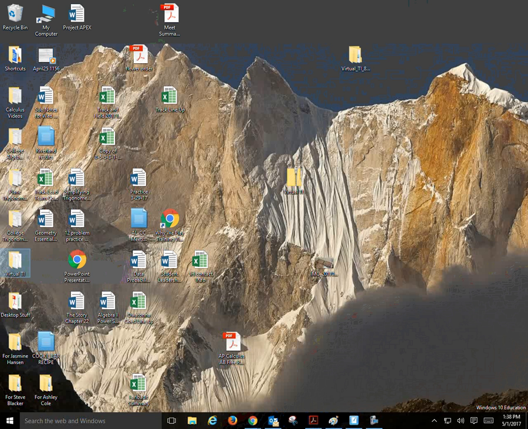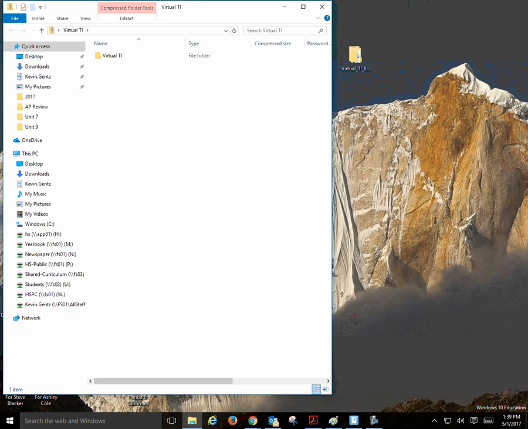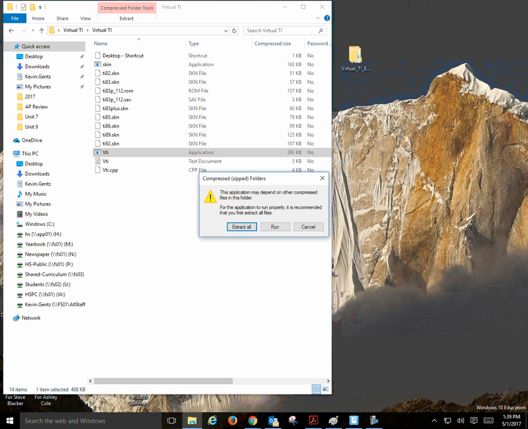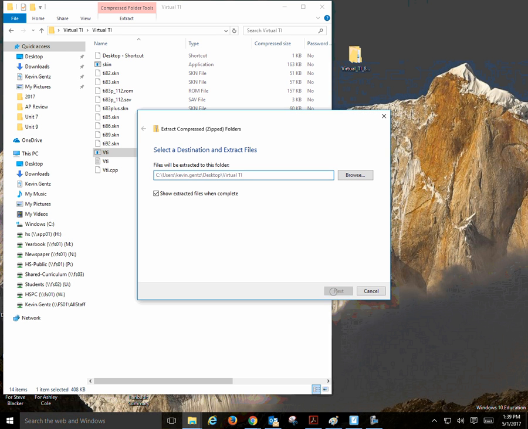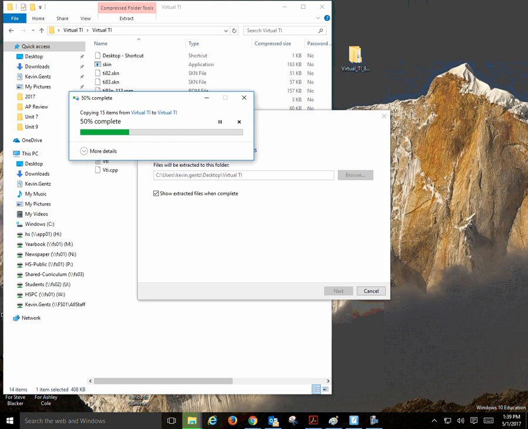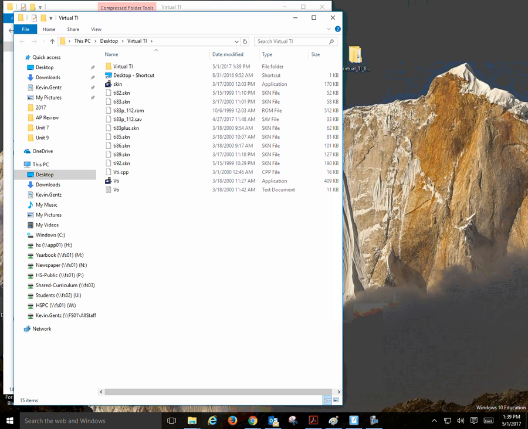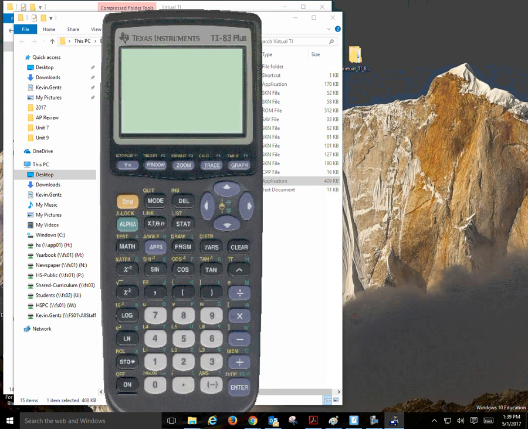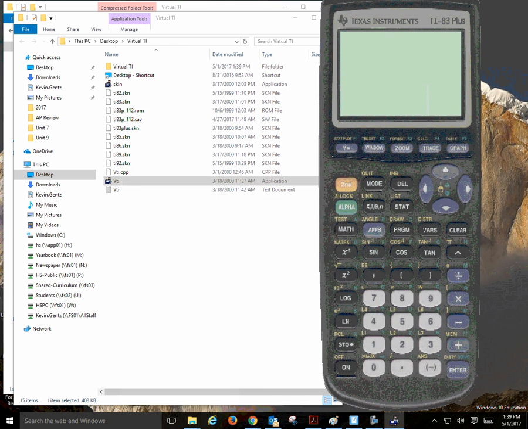Go Gadget Virtual TI Calculator. Go Gadget zip file. This application may depend on other compressed file folders. Let's extract all. Extract. Uh-oh. Ready, set, go. There it is. Sweet. Awesome.